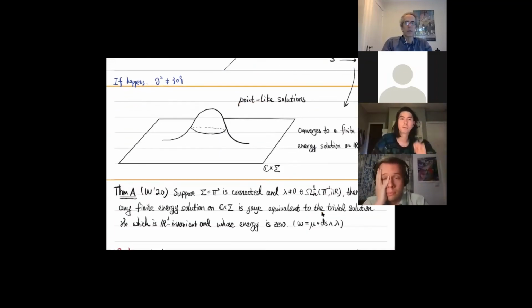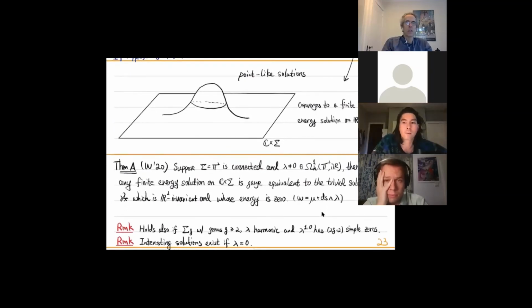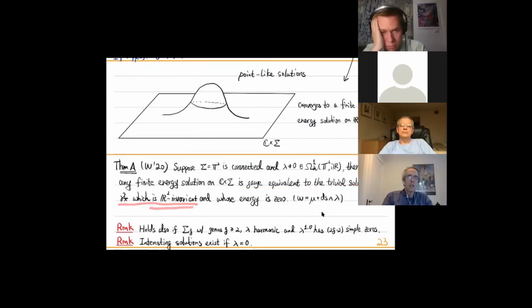And this goal is achieved by the next theorem. So the problem I just described is completely local, so we can assume our surface is connected. And if in addition this one form lambda is non-zero, then any finite energy solution on this product form manifold is necessarily gauge equivalent to the trivial solution, which is translation invariant in 2 directions and whose energy is identically 0. So here, the monopole equations are perturbed by the standard 2 form on this space.